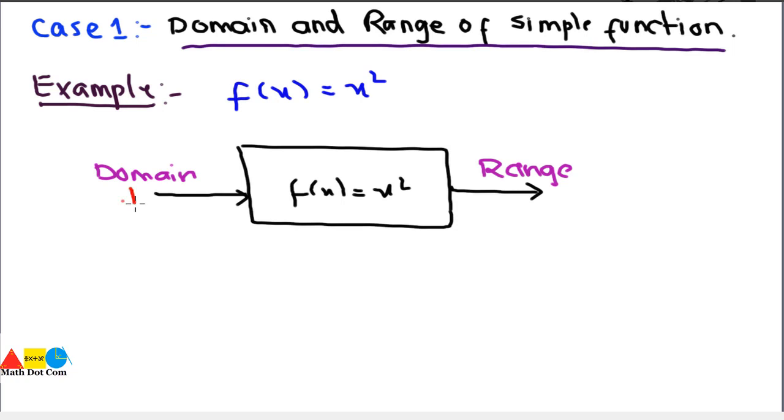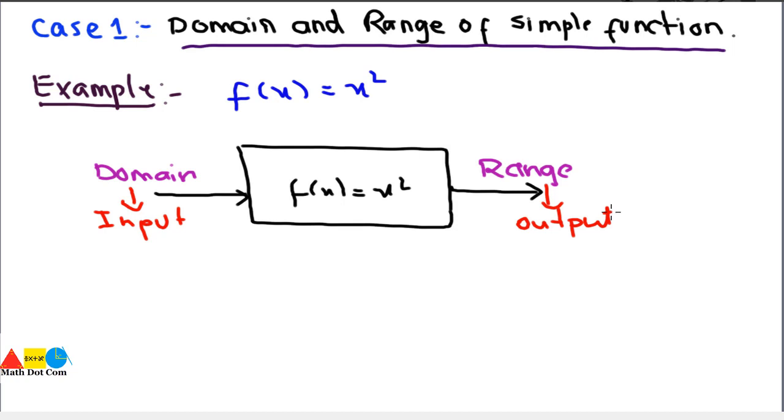So this means domain is the input and range is the output. The input and the output values are restricted by the function, that is, how the function is. Here the function is the squaring of the given value. So let's find out some values of y for some values of x so that we can understand its behavior.